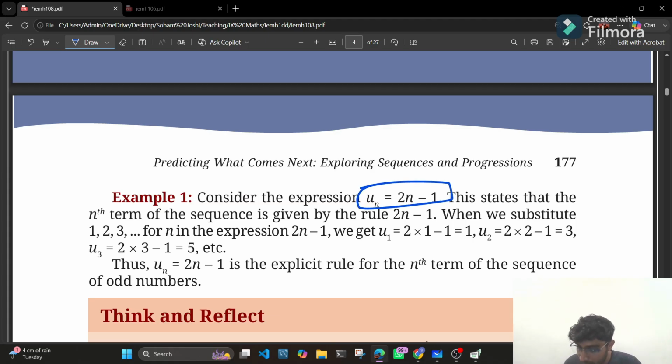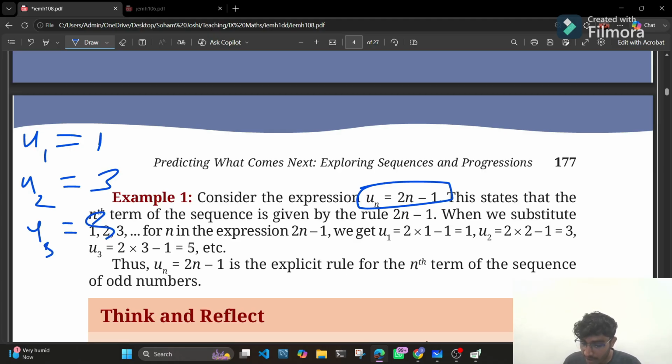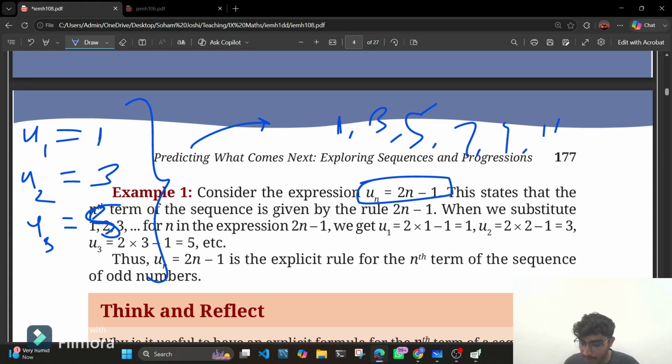If I put 1 in this sequence, I get u1 is equal to 2 ones are 2, minus 1, that is 1. Okay. Similarly, if I put 2, I get 4 minus 1, 3. If I put 3, I get 2 threes are 6 minus 1, that is 5. Observing these numbers, we can say that this is a sequence of all the odd numbers 1, 3, 5, 7, 9, 11. This is what is given in this example.